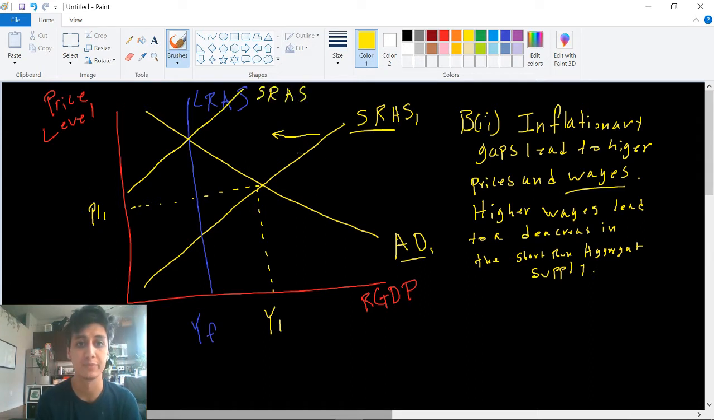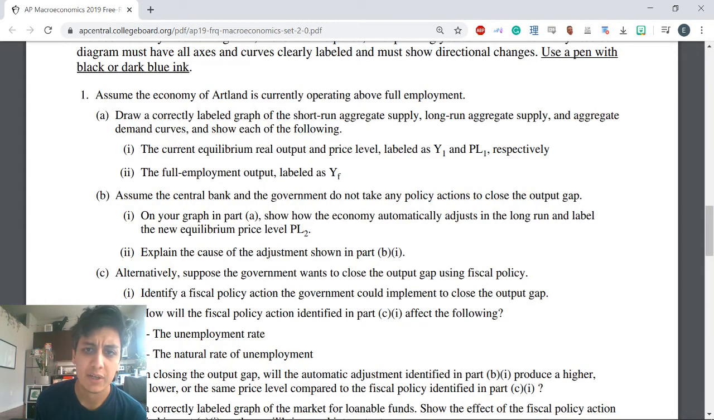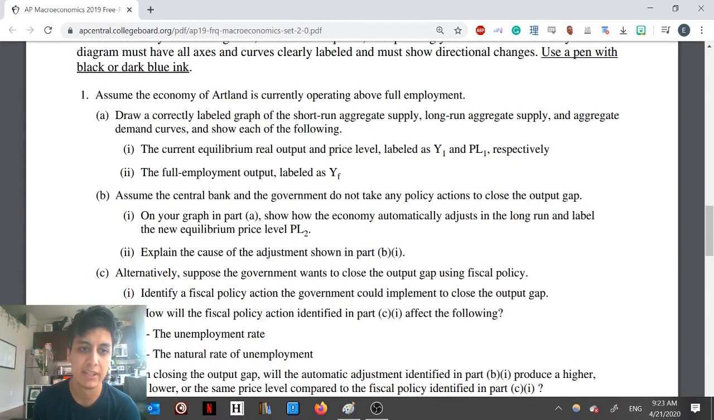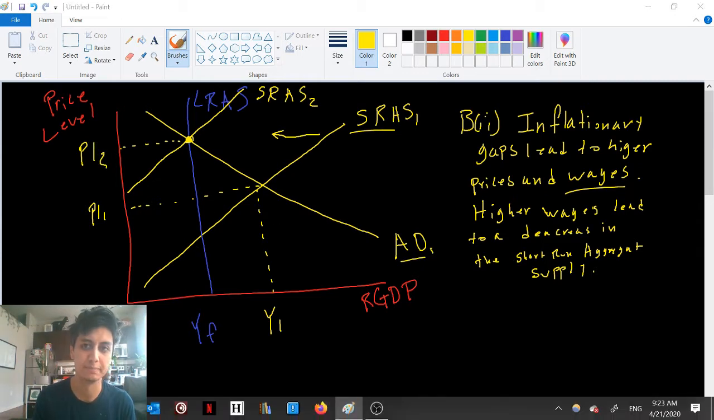Or the ultimate goal, right? The ultimate goal is to get back to this equilibrium, this long run equilibrium there. We'll label that SRAS2. Let's see if it wants us to make a new price level. On your graph, show how the economy, price level 2, yeah. So we want to show what the price level is, then we want to explain, which that was B2, which I explained, but we do need to label if it tells us to label PL2. Bam. That's fun.